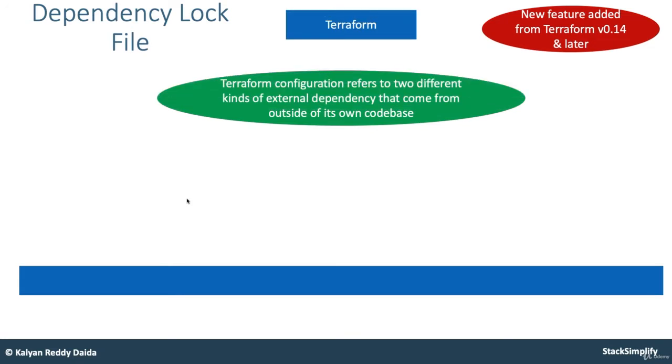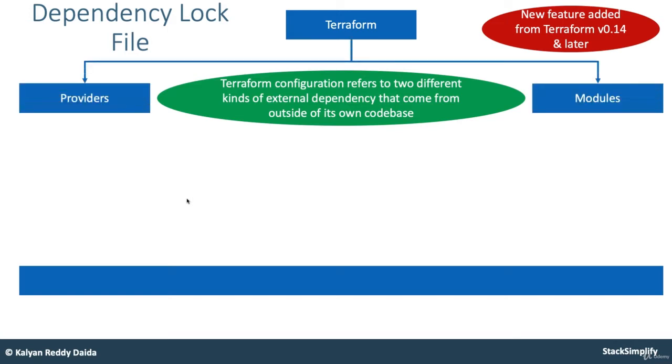Terraform configuration refers to two different kinds of external dependency that come from outside of its own Terraform code base, which are nothing but provider versions and module versions. As of today, this dependency lock file primarily works towards only provider version locking. How it is going to do that, we are going to see now.